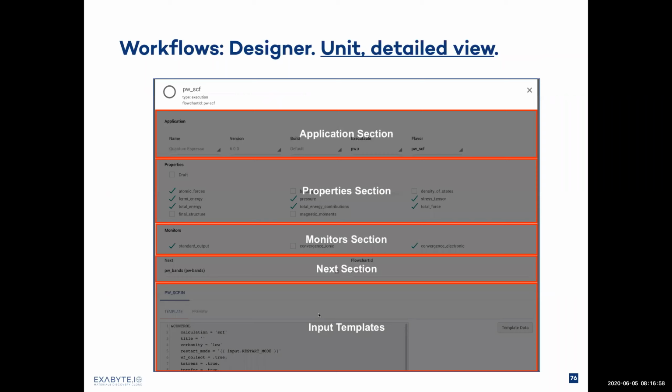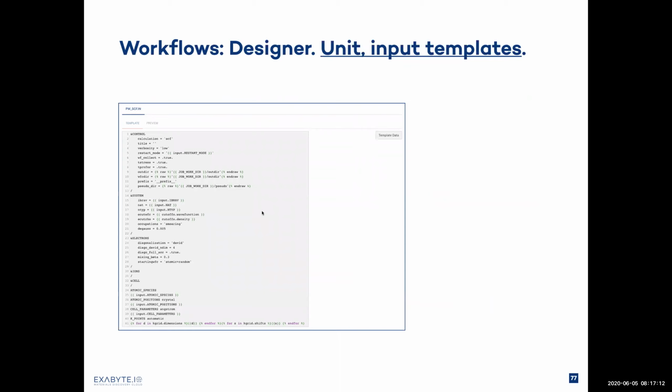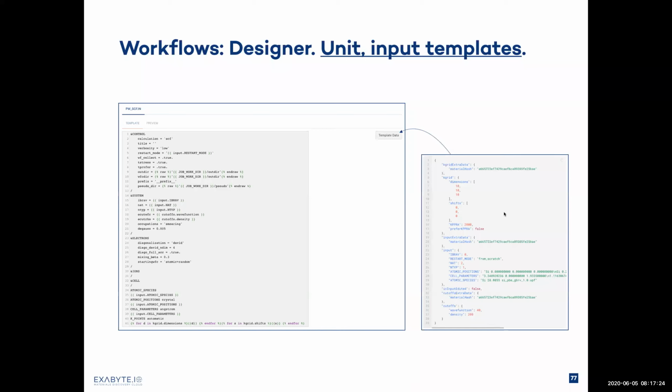When we open the units editor, we see a specific application section, the property section, the monitor section, and the input templates that pertain to this particular unit. When we open the input templates, we can see the context that is present inside this template with a set of input variables. We use Jinja as the templating engine, and we populate this template variables based on the data that comes from the database, and it contains the data about material and workflow combined together.